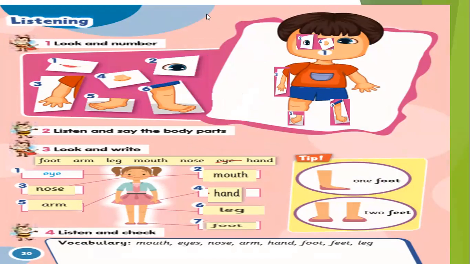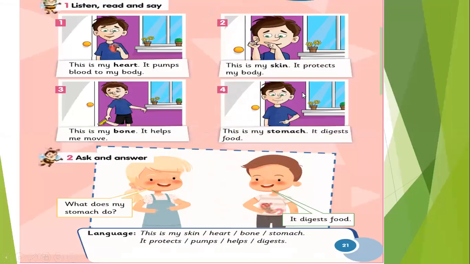Yasin Ahmed, yes. We studied this before. We studied the body parts. Now we study this also. Read the first one, please. This is my hair. Okay. This is my heart. Go on.